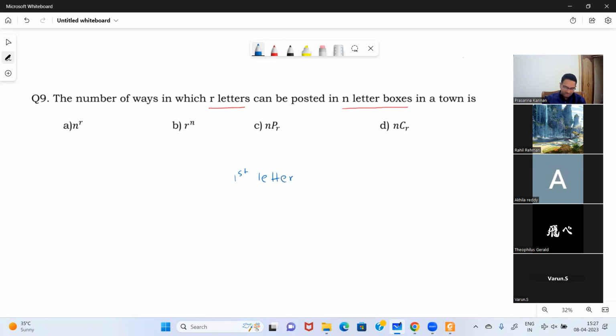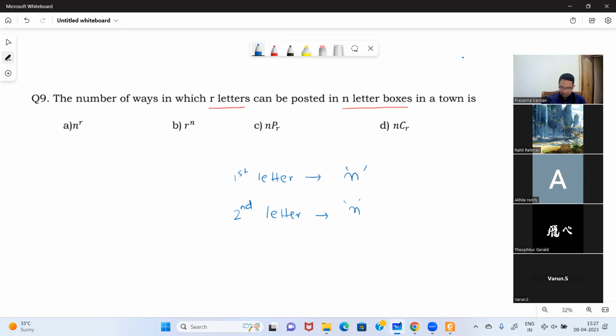Let's say I take the first letter. How many options are there? N options are there. I can put it in the first post box or second post box or the nth post box. I post one of the letters now. First letter is over. Now I take the second letter. How many options for the second letter? N options, I can post it in any of the boxes. Whatever letterbox I posted previously, the same box also I can post. So I still have n options.